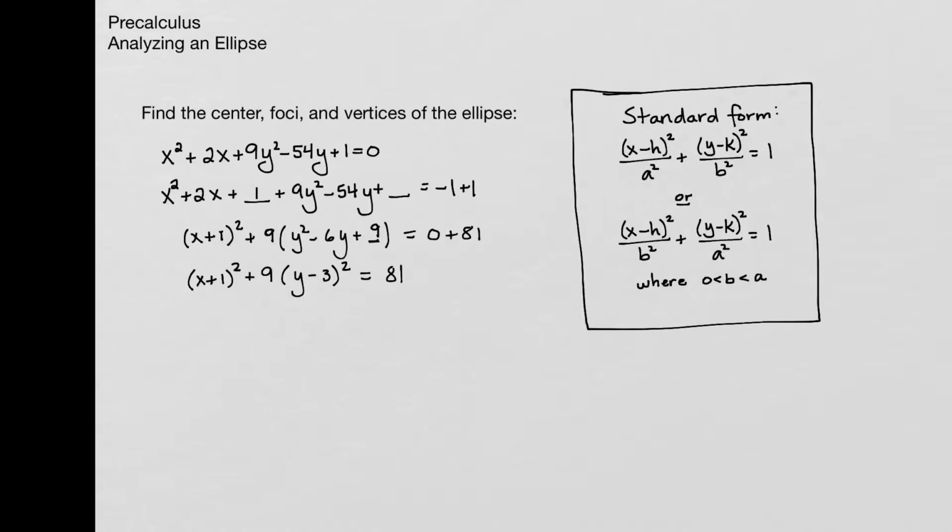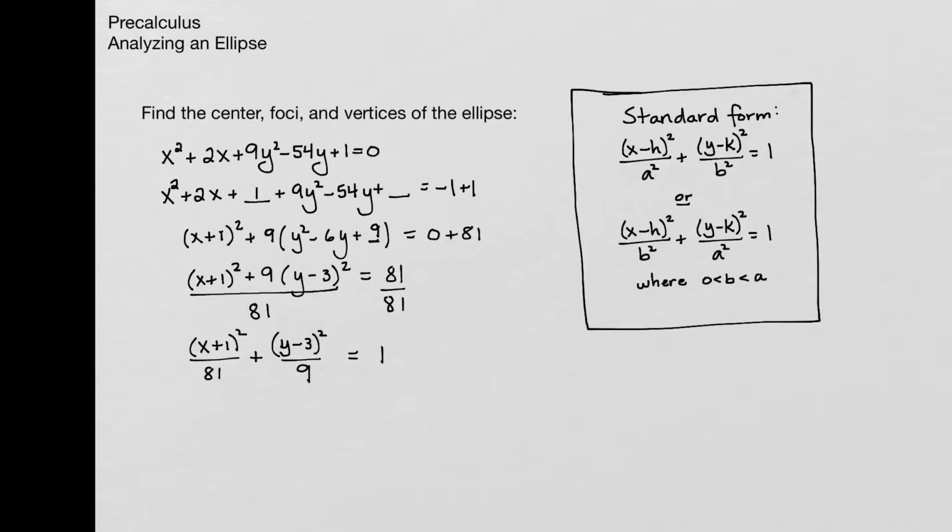Now, we're still not in standard form, because in standard form, the right side of the equation has to be a 1. So I'll divide both sides of the equation by 81. And that'll give me 1 on the right-hand side. So I have (x plus 1) quantity squared over 81 plus, and I'll simplify so that I have (y minus 3) squared over 9. And 81 over 9 gives you 9.